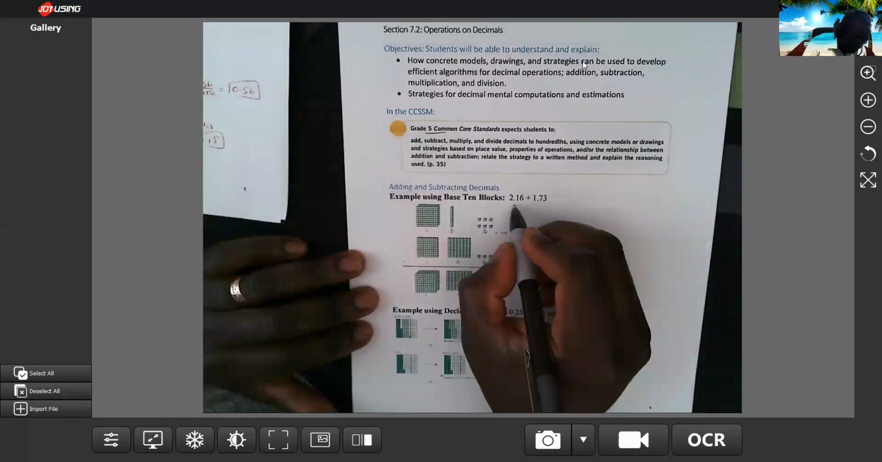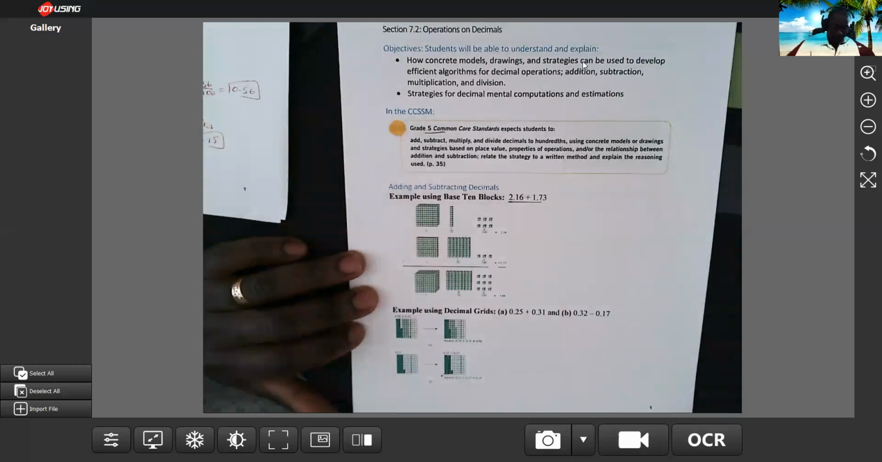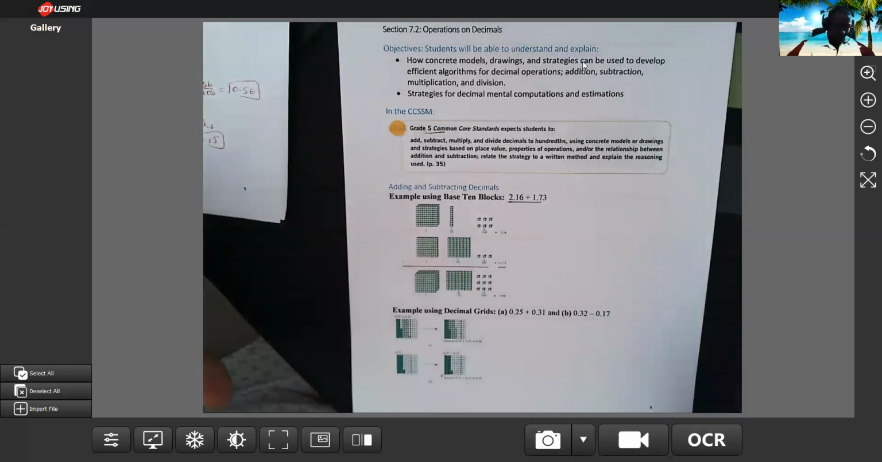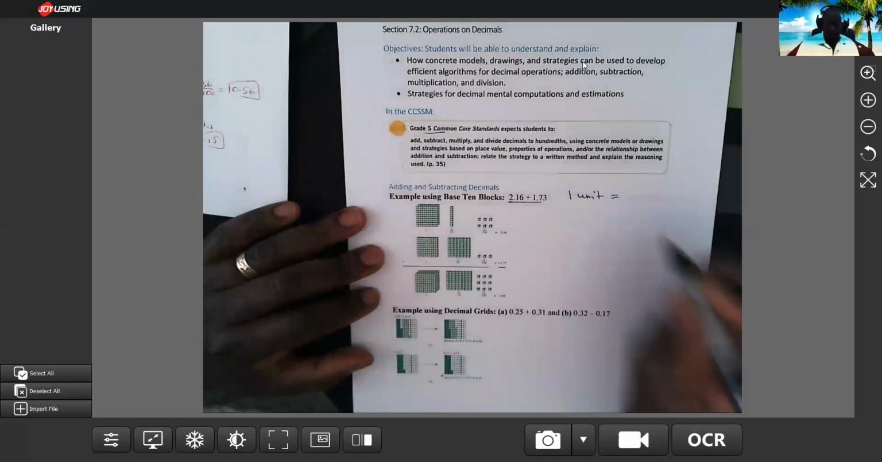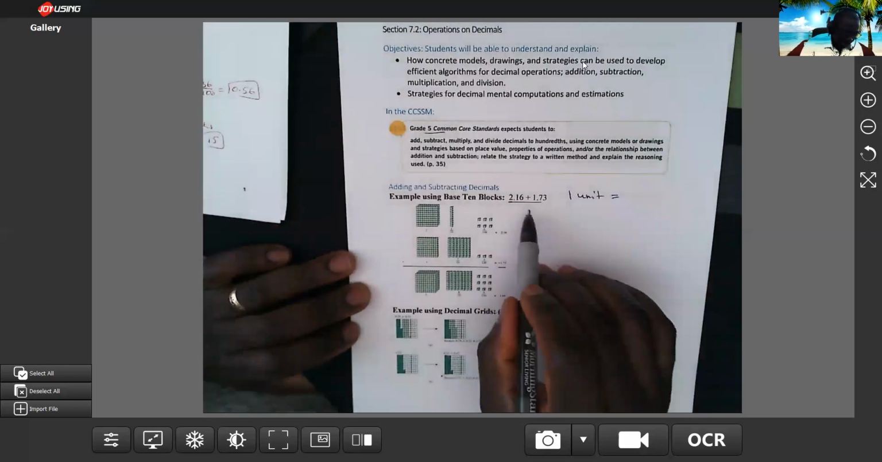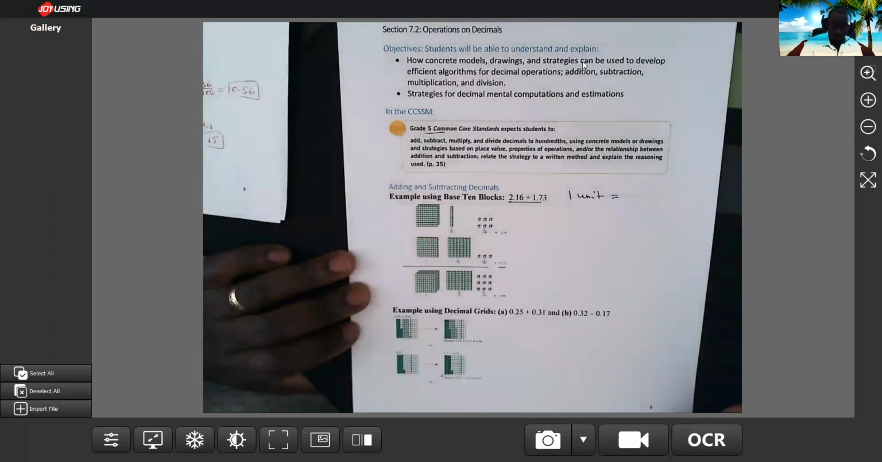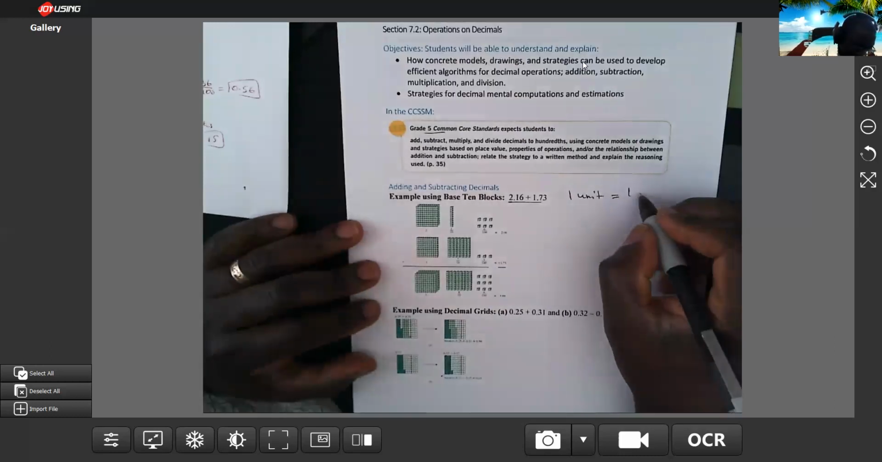We are given the problem 2.16 plus 1.73, using the base 10 blocks. Now, as I told you, when you're given any decimal, you have to ask yourself, what does 1 unit represent? If I look at these two, the highest decimal place is 2, so they are in hundredths. That means 1 unit will represent what? 1 flat.